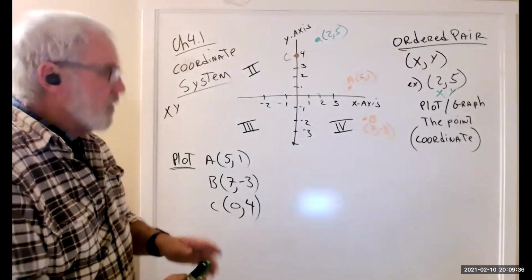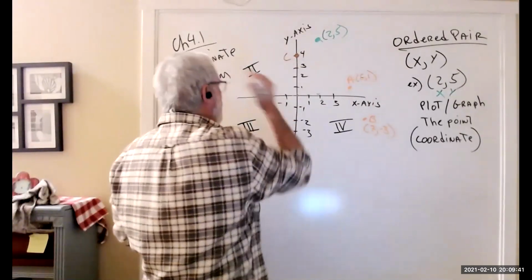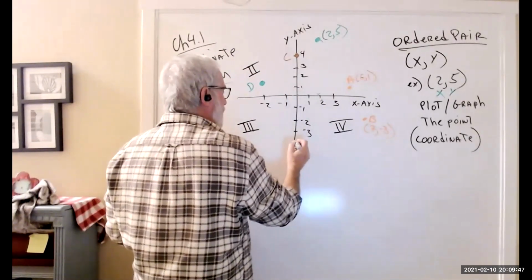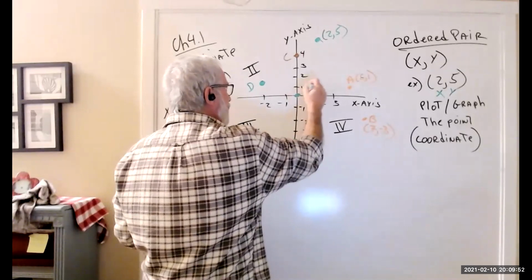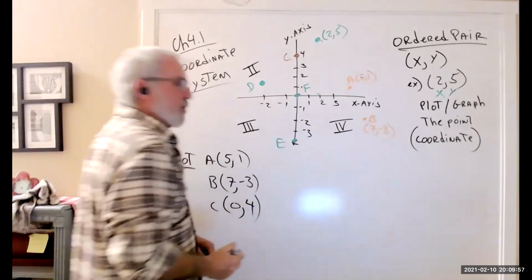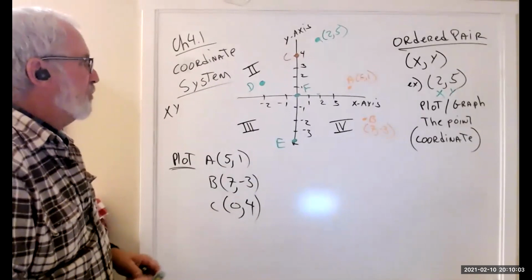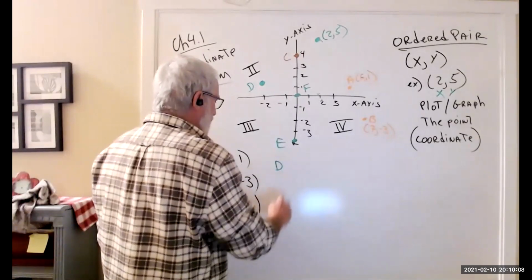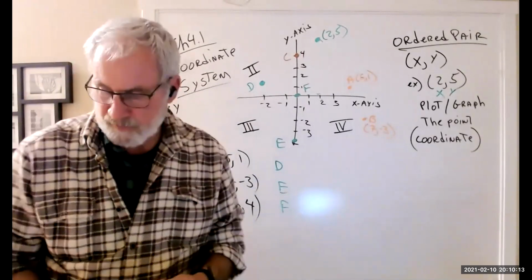Okay. Then let's go a couple more things. I'm going to just fake this. This is D. This is E. And this is F. D here, E here, F here. I want you to give me the coordinates of points D, E, and F. What are their coordinates? I'll give you a second to think it out.